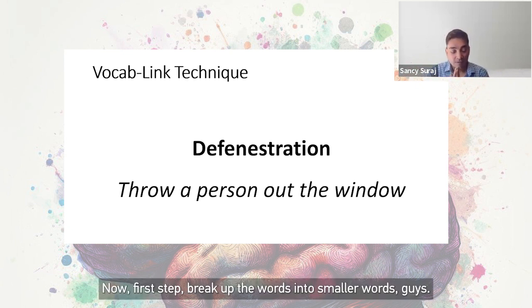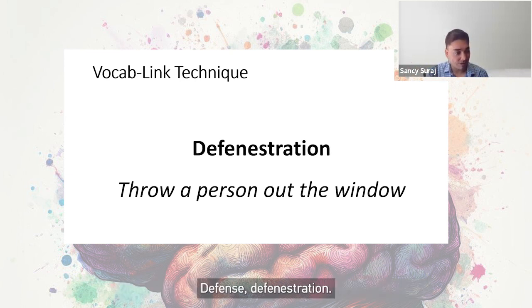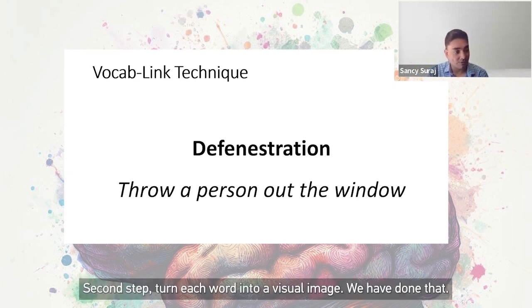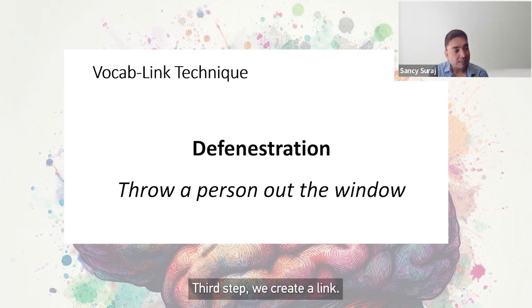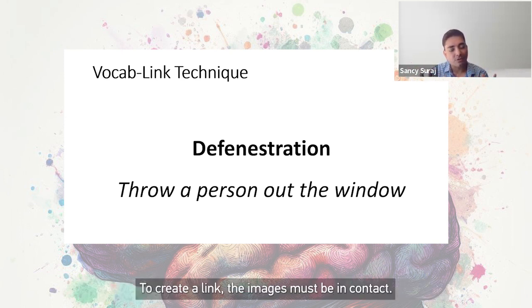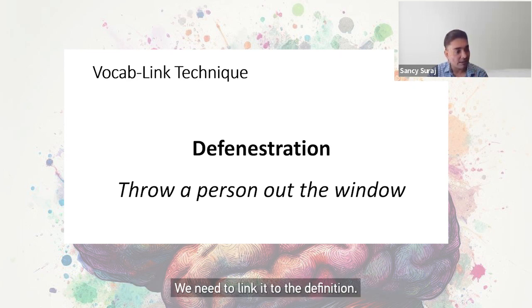Now, first step, break up the words into smaller words, guys. Defense, nest, ration. Second step, turn each word into a visual image. We have done that. Third step, we create a link. To create a link, the images must be in contact. What is the fourth step? The most important step. We need to link it to the definition.